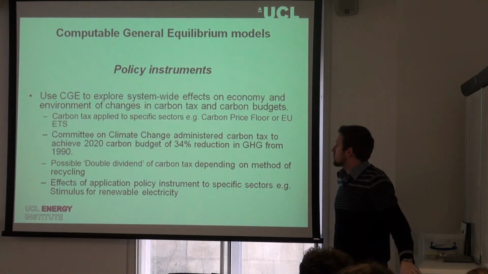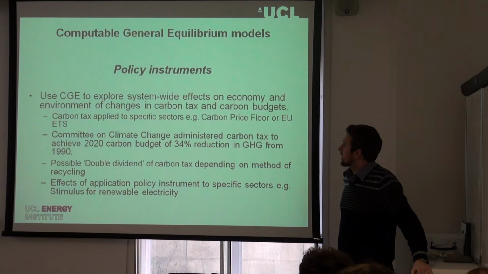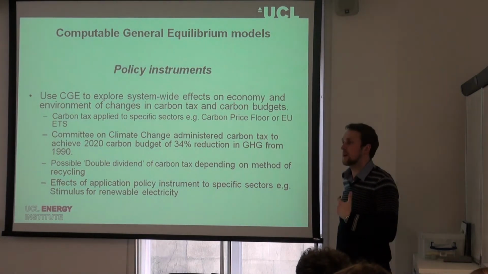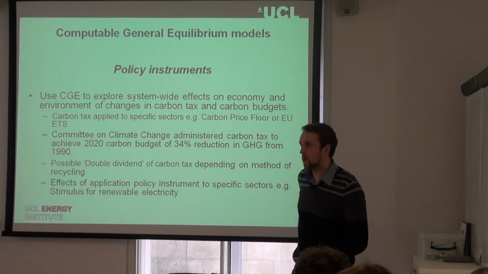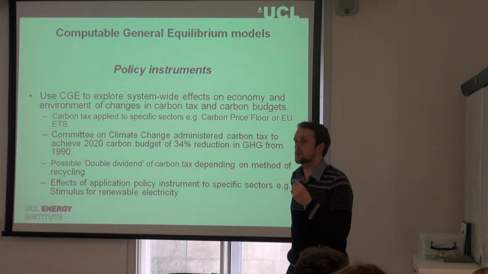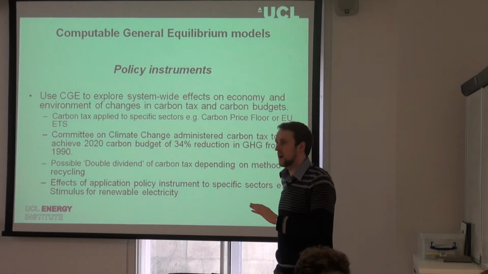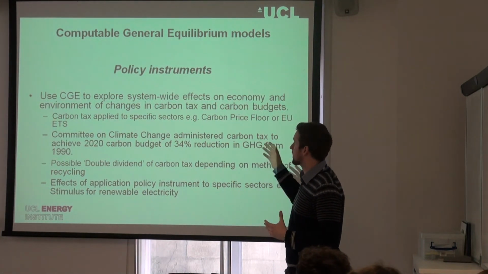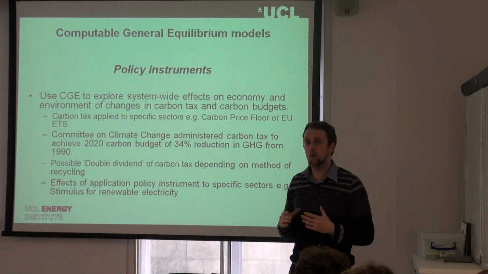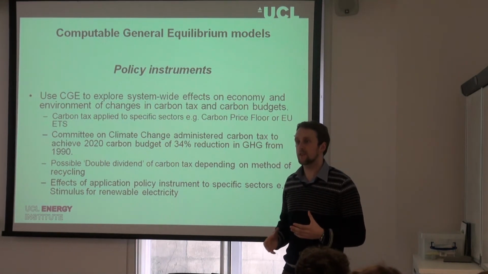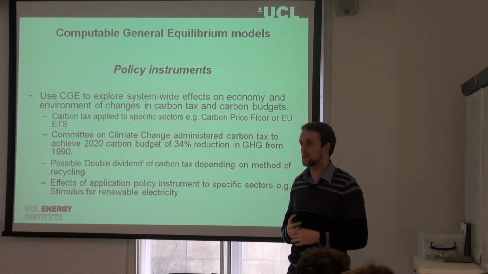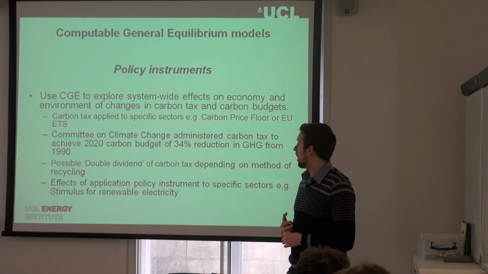My initial idea was to look at what would happen if the Committee on Climate Change were delegated policy instruments such as the carbon tax, which would hopefully reduce uncertainty, which wouldn't be incorporated in the model at all. What would the multisectoral effects and overall macroeconomic effects be of achieving that? So it's a 34% reduction in emissions by 2020.